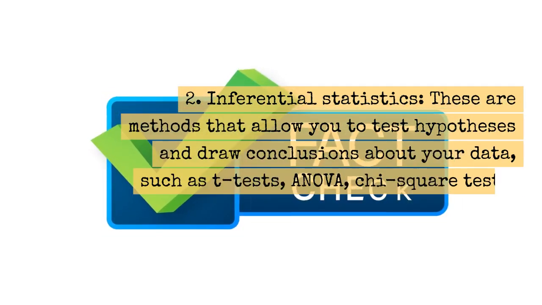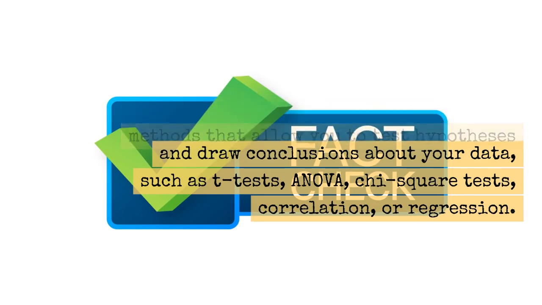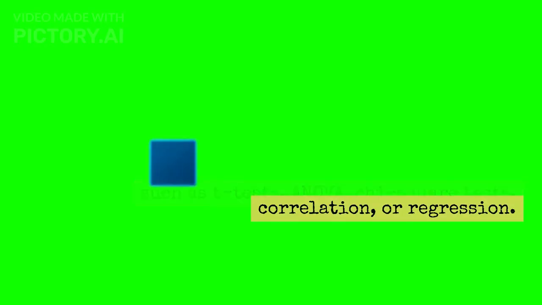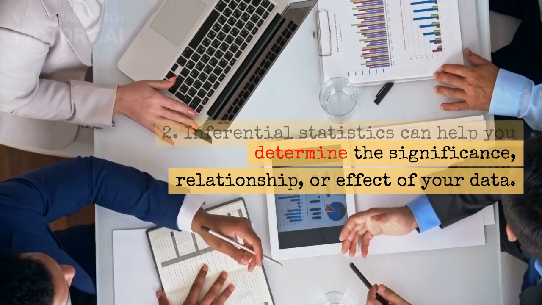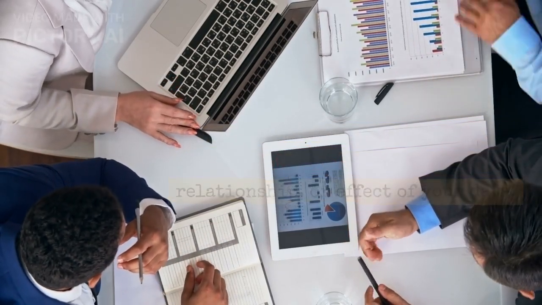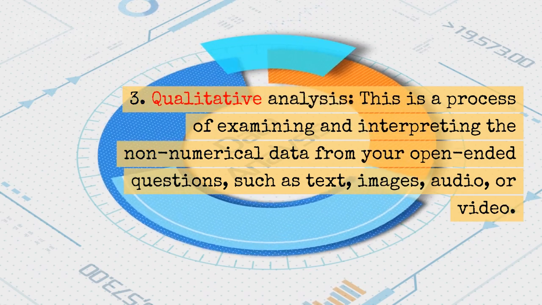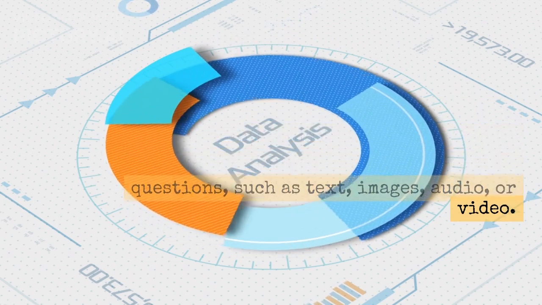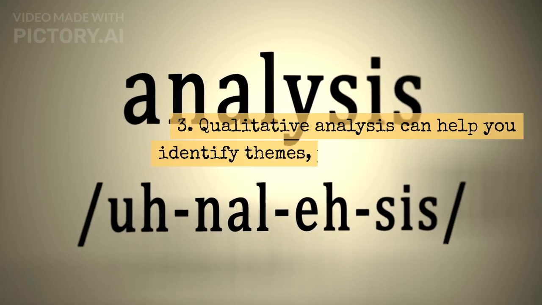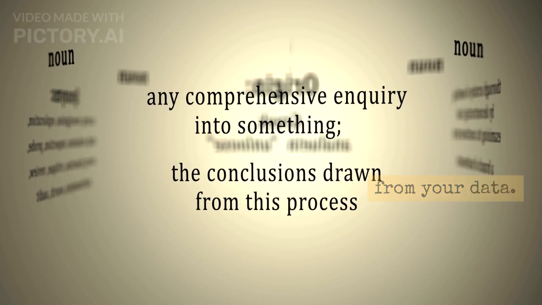Inferential statistics. These are methods that allow you to test hypotheses and draw conclusions about your data, such as t-tests, ANOVA, chi-square tests, correlation, or regression. Inferential statistics can help you determine the significance, relationship, or effect of your data. Qualitative analysis. This is a process of examining and interpreting the non-numerical data from your open-ended questions, such as text, images, audio, or video. Qualitative analysis can help you identify themes, patterns, or insights from your data.